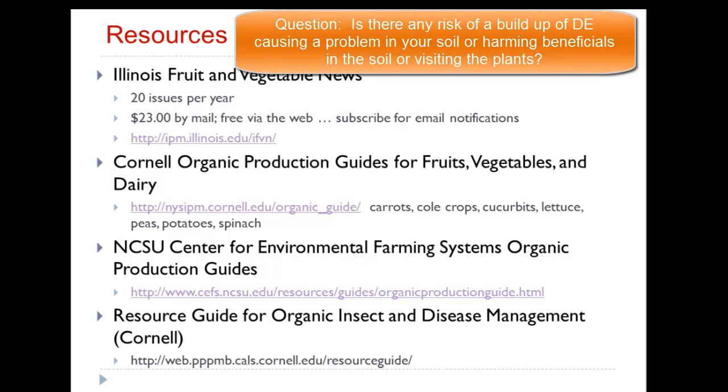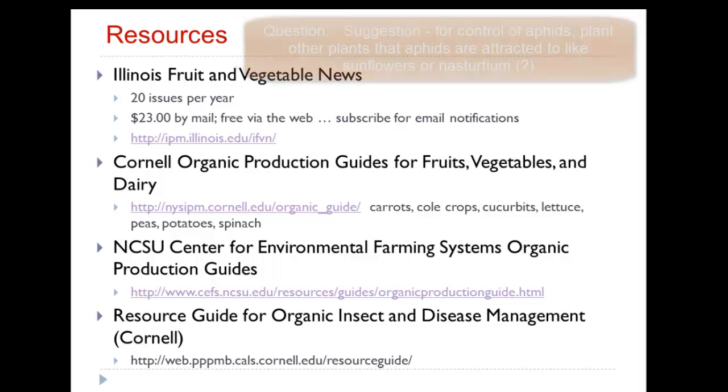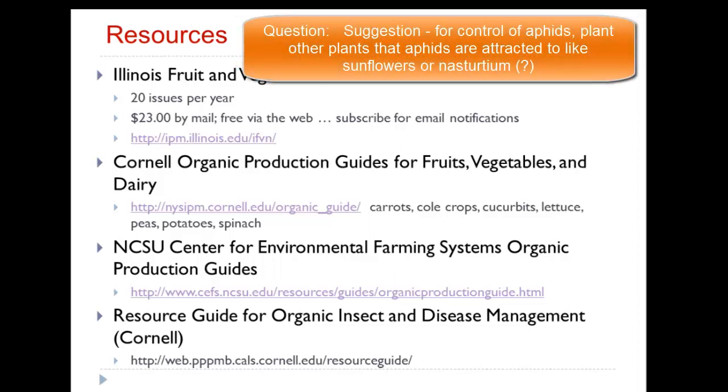Is there a risk of a buildup of DE causing a problem in your soil or harming beneficials in the soil or visiting the plants? Diatomaceous earth, you probably could not afford to use it in amounts that would influence soil quality. However, yes, I don't know how much bee injury you could get. Theoretically, you could injure bees. In general, whatever gets to the soil is not doing anything important for insect control in the soil.